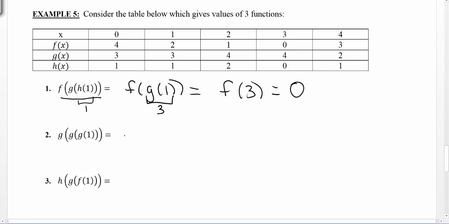So now we have g of g of g of 1. So we start in the middle and we want to find g of 1.